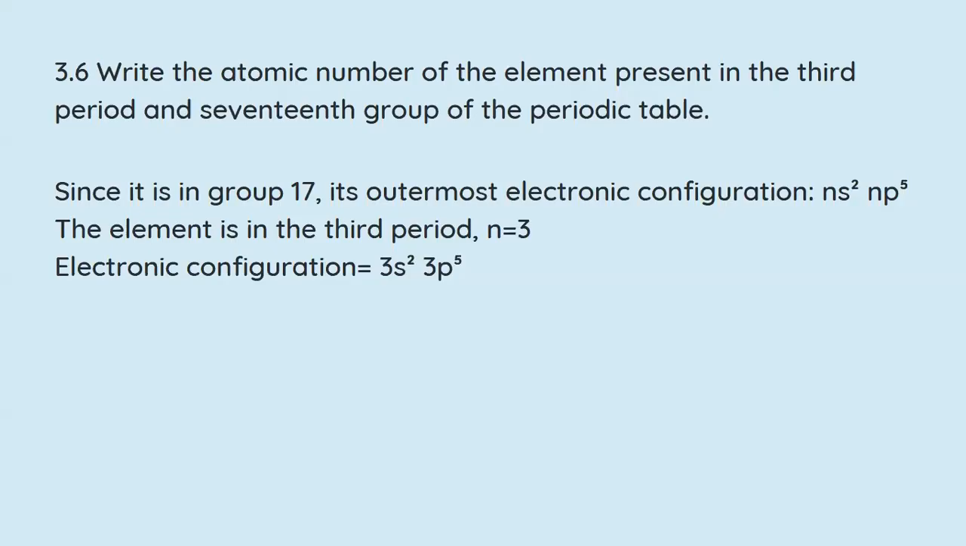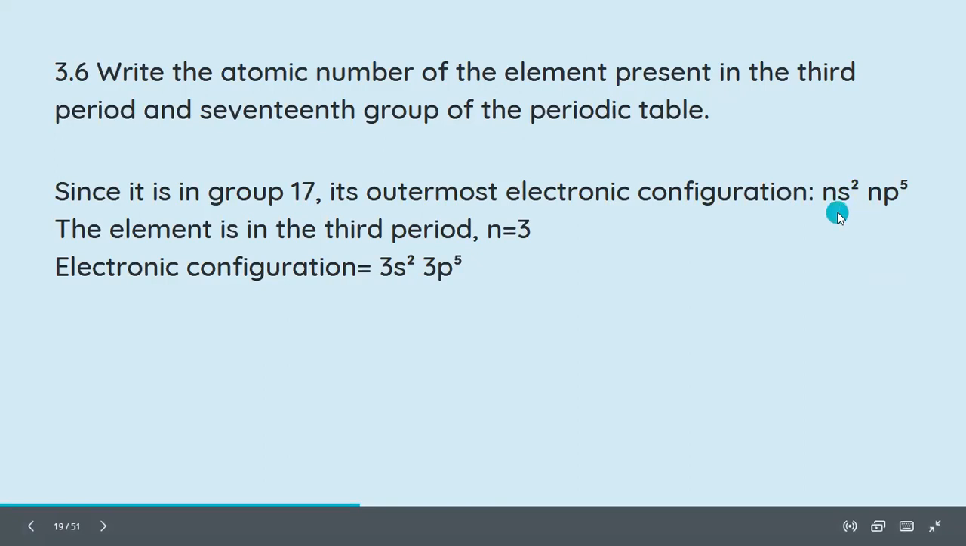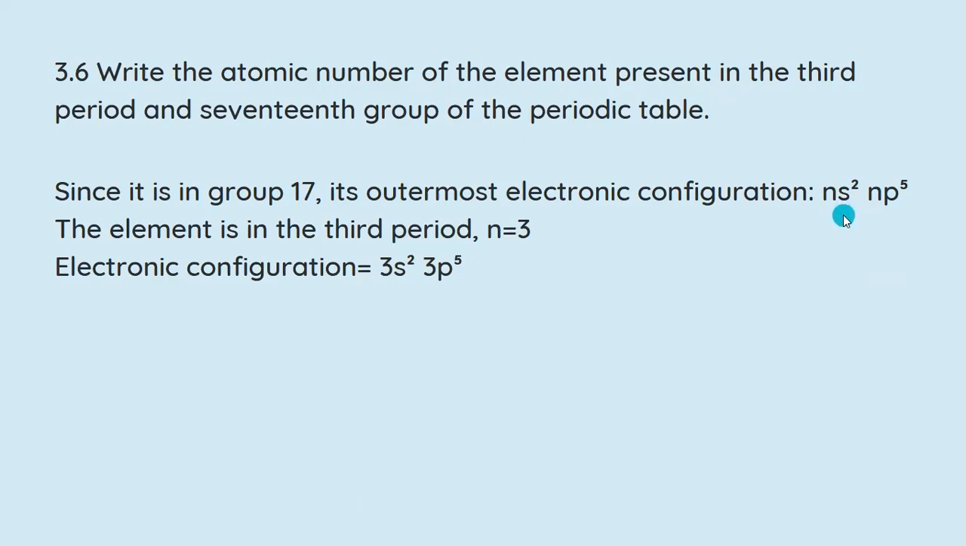Next one, write the atomic number of the element present in the third period and the 17th group of the periodic table. Since it's in the 17th group, its electronic configuration is ns2, np5, that's halogens. And since it's in the third period of the periodic table, n will be equal to 3. So 3s2 and 3p5.